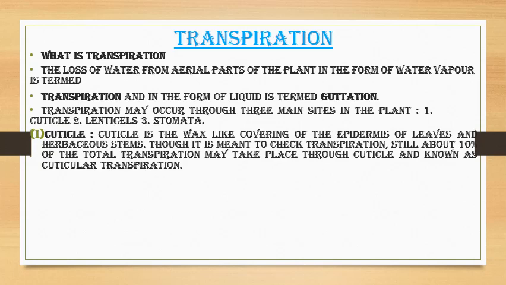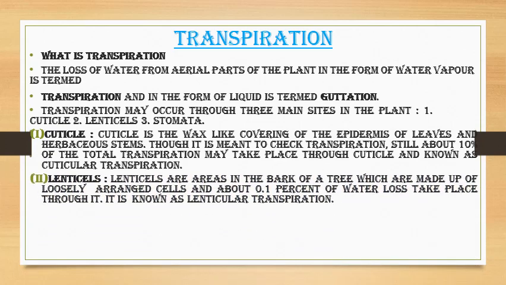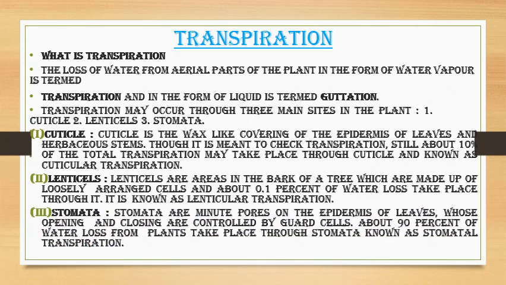Though it is meant to check transpiration, still about 10% of the total transpiration may take place through cuticle and is known as cuticular transpiration. Lenticels. Lenticels are areas in the bark of a tree which are made up of loosely arranged cells, and about 0.1% of water loss takes place through it. It is known as lenticular transpiration.